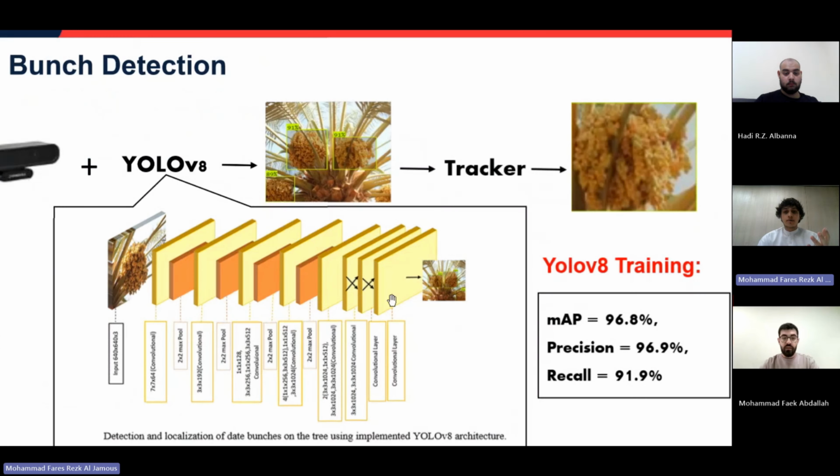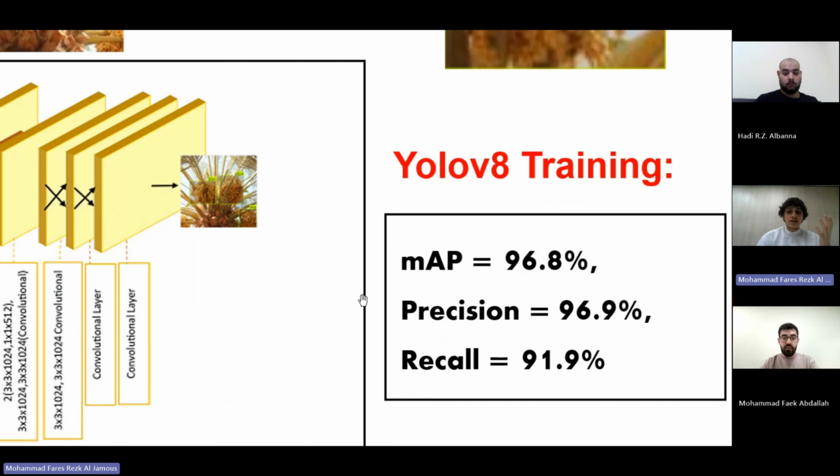As you can see here from our training results, the model performed as we expected. We achieved a mean average precision of 96.8%, a precision of 96.9%, and a recall of nearly 92%. This means our system is highly reliable at detecting the bunches without producing false positives.